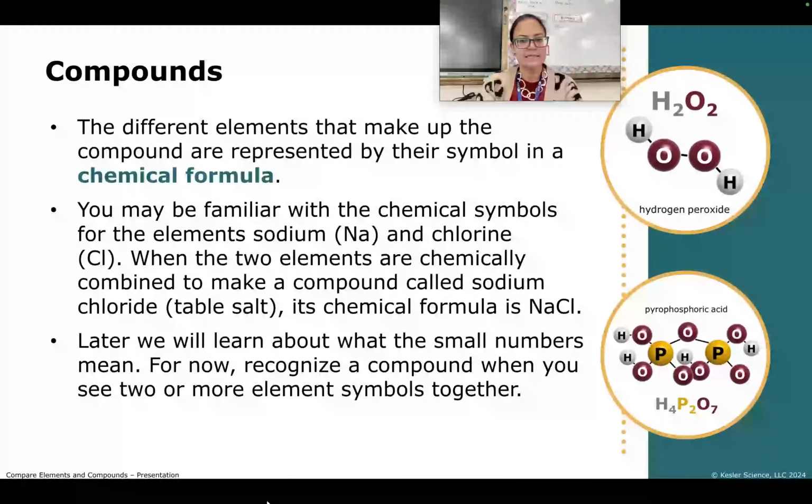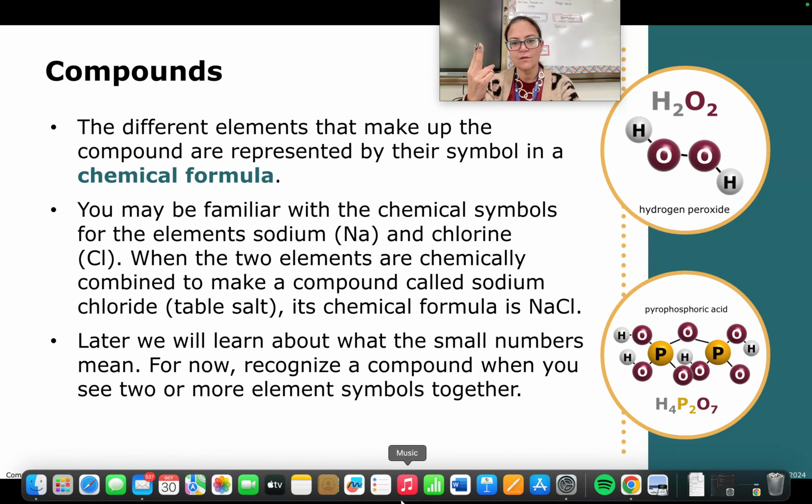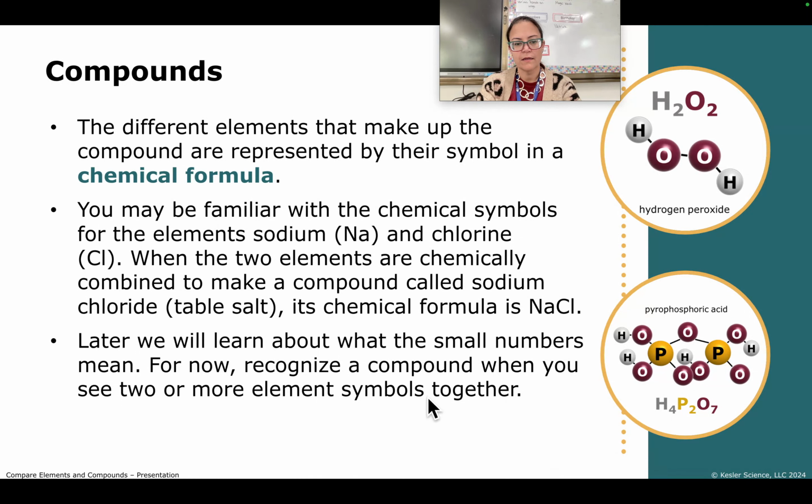The different elements that make up the compound are represented by their symbol in a chemical formula. You may be familiar with the chemical symbols for the elements sodium, Na, and chlorine, Cl. When the two elements are chemically combined, they make a compound called sodium chloride, or salt. Its chemical formula is NaCl. So you just combine the two elements together and it gives you your chemical formula. Later we will learn about what the small numbers mean. For now, recognize a compound when you see two or more element symbols together.